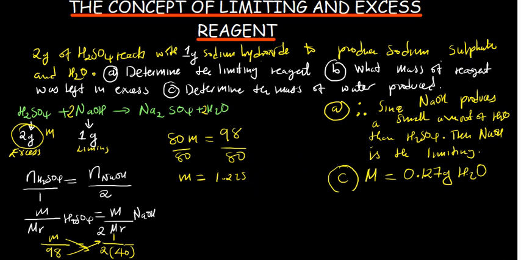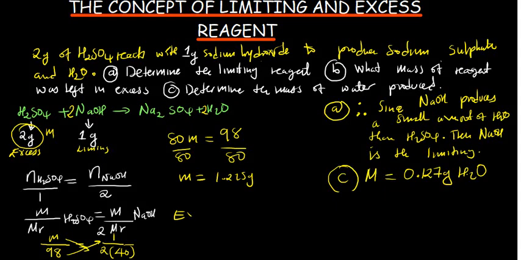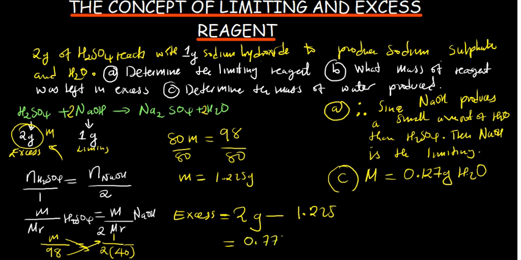Now, the question is saying find the mass that is left in excess. So the mass left in excess is the mass available, that's the one we've been given, which is 2, minus the mass that is going to react, which is just 1.225. What is available minus what is going to react, and then what remains is what is going to remain in excess. So the mass that is going to remain in excess is 0.775 grams if you subtract. So this is the answer that we want.